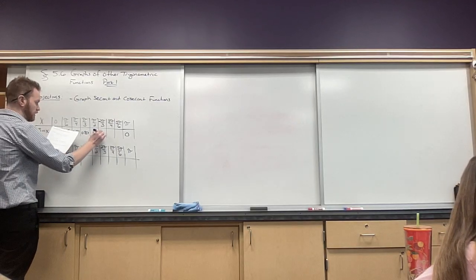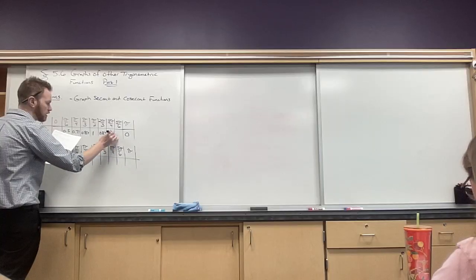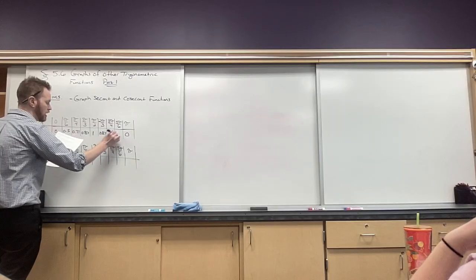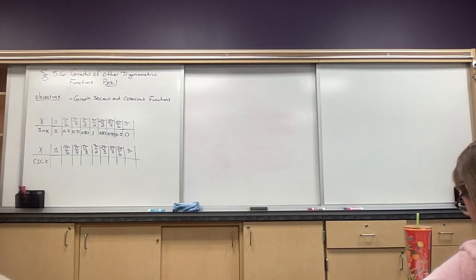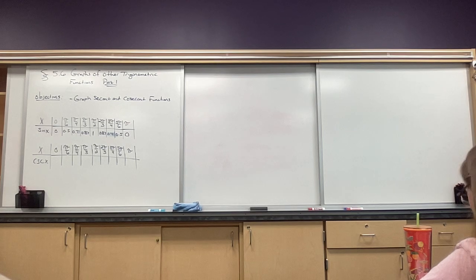So this is going to be 0.87, 0.71, and 0.5. Now I stopped there, but if I go from pi to 3 pi over 2, the values will repeat, except the numbers are going to be negative, because we're in quadrant 3. But I'm just going to stop there for right now. Now, cosecant.